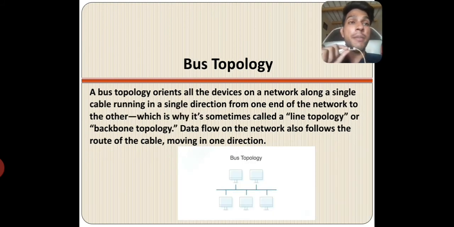So the second one is bus topology. You can see in the diagram how the network is arranged in bus topology. A bus topology orients all the devices on a network along a single cable running in a single direction from one end of the network to the other. It is sometimes called line topology or backbone topology. Data flow on the network also follows the route of the cable, moving in one direction.